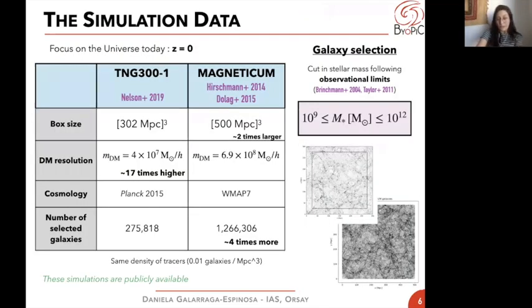So the two main ingredients of this work are, first, numerical simulations. I used two different numerical simulations. Why two? Because we wanted to have simulation-independent results. So I used TNG and MAGNETICUM, which have different cosmologies and different resolutions. And I selected the galaxies according to a stellar mass criterion to have galaxies that agree with observational limits.